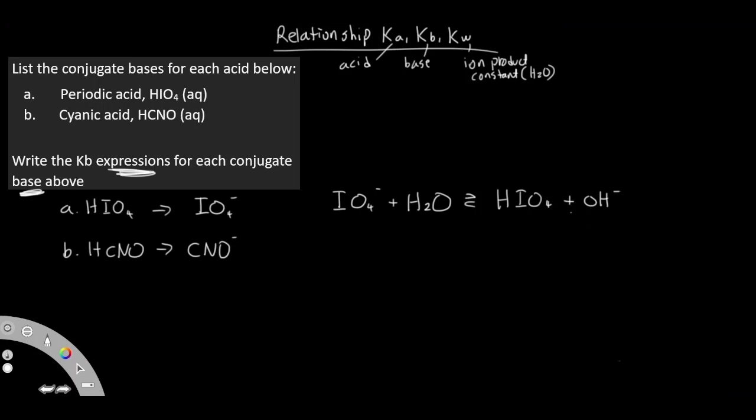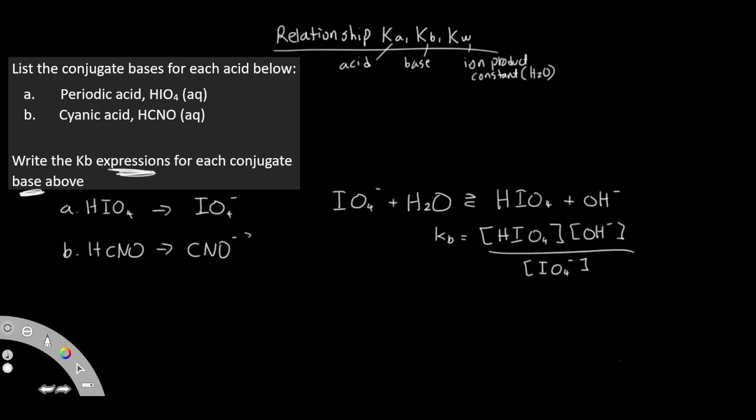Now we can easily create our Kb expression. Remember, our Kb expression is an equilibrium constant, just like any other equilibrium constant, like a Keq generally. So our Kb will have our products on the top, and then our reactants on the bottom. So let's have our HIO4 multiplied by our OH minus, and then on the bottom let's have our IO4 1 minus. There we have it. That here is our expression.